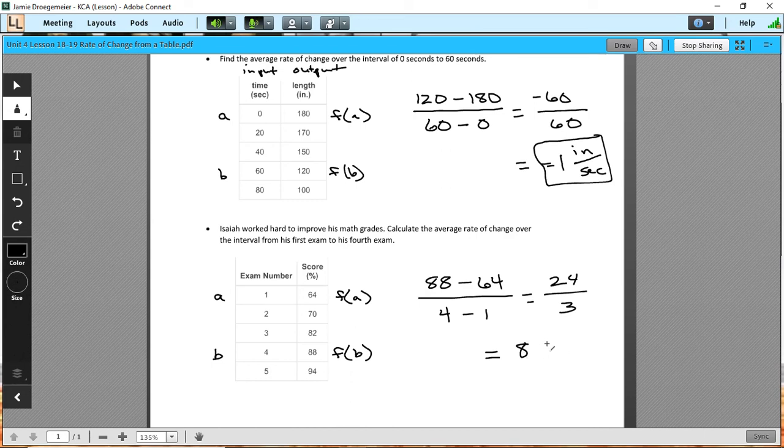And so the average rate of change, our score, was increasing at a rate of 8% per exam. And that's the average over that term. So, you know, from the first to the second, it went up by 6, but then it went up by 12, then it went up by 6 again. We averaged that out. Our average rate of change here over that time period was 8%.